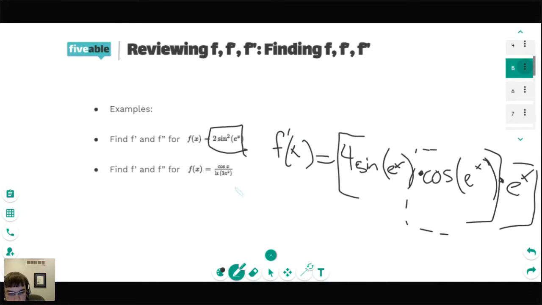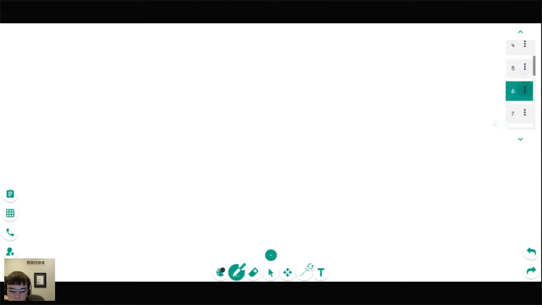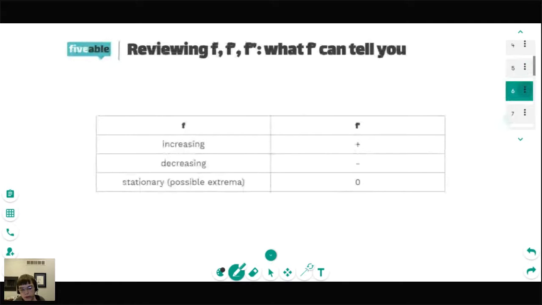And then for this one, it would be a similar process, except you do a product rule here. All right, so that's just a quick review of finding those derivatives. Now let's move into kind of the important part here, which is what these derivatives can tell you.